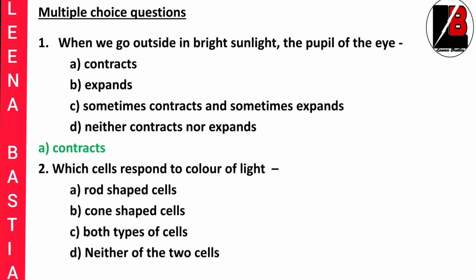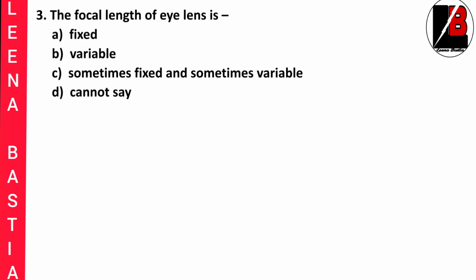Second question, which cells respond to color of lights? So options are A, rod shaped cells, B, cone shaped cells, C, both types of cells, D, neither of the two cells. So clearly the answer is cone shaped cells, which is option B. Now let us move on to the third question. The focal length of eye lens is, options are A, fixed, B, variable, C, sometimes fixed and sometimes variable, D, cannot say. So the answer will be, it is variable, which is option B.